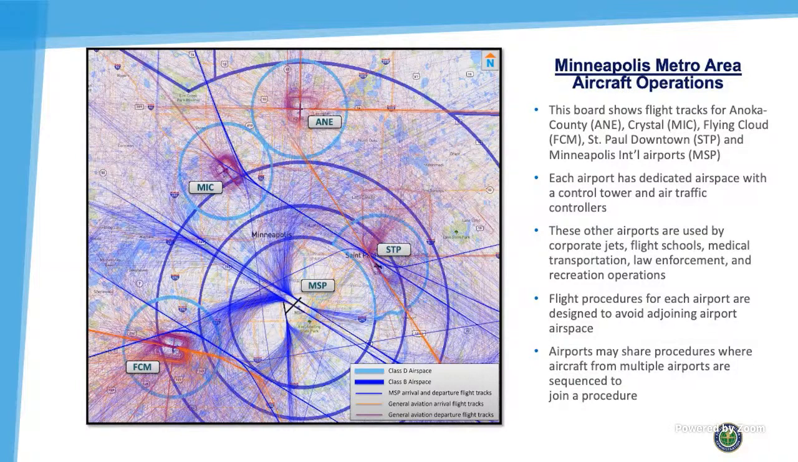Business jets traveling between St. Paul and Flying Cloud and beyond. Law enforcement or medical transport aircraft, or even aircraft sightseeing over the Minneapolis and St. Paul downtown areas. The airports shown here each have their own airspace outlined in light blue, and aircraft flying to and from these airports communicate with air traffic controllers while in this airspace.